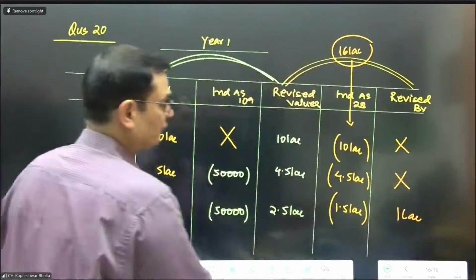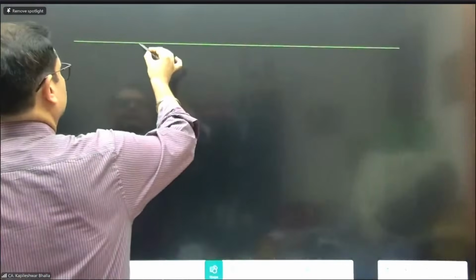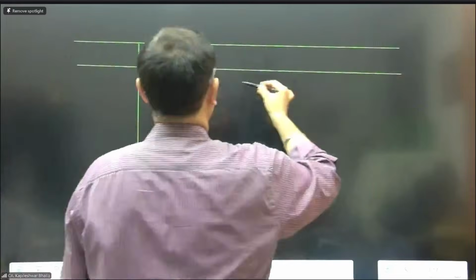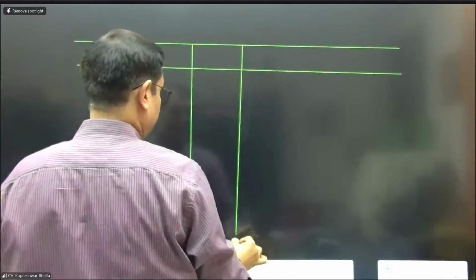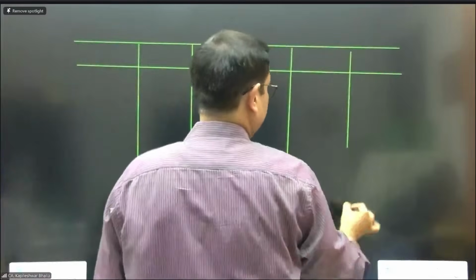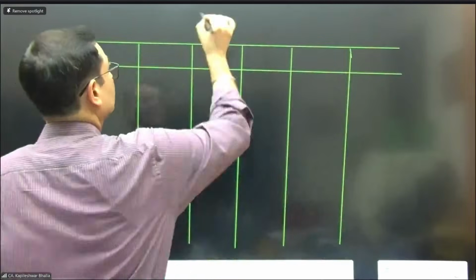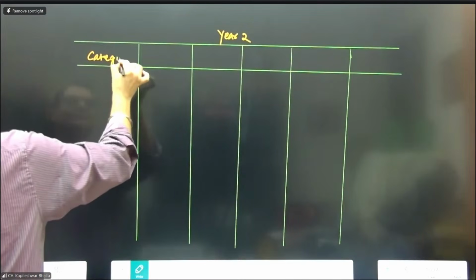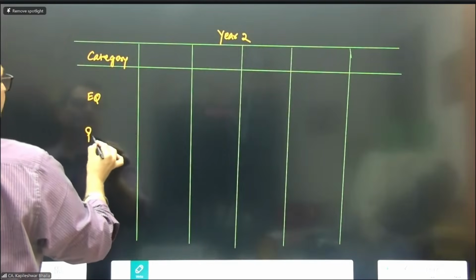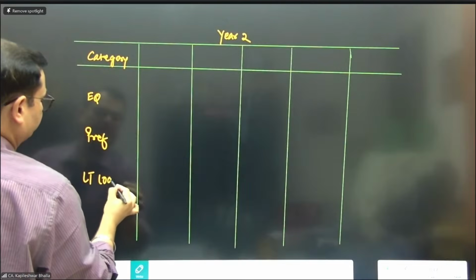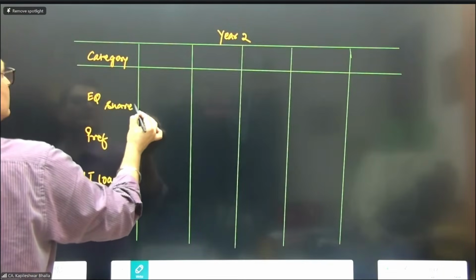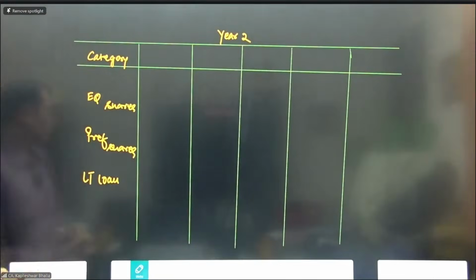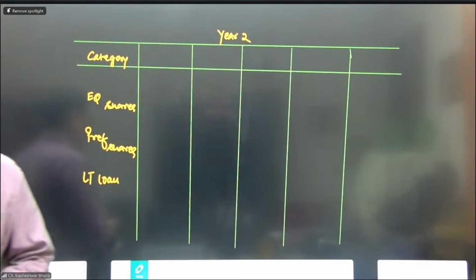Same chart to be prepared for the second year. So we'll make a similar chart for the second year, in this case, same formatting. So we take the book values, 109, revised values, 28, revised value. So this is year number 2. So we take care of the category of investments: equity shares, preference shares, long-term loans. And from the previous year, we'll pick up the values. So whatever values were there in year number 1 at the end, those values will become the base for year number 2.